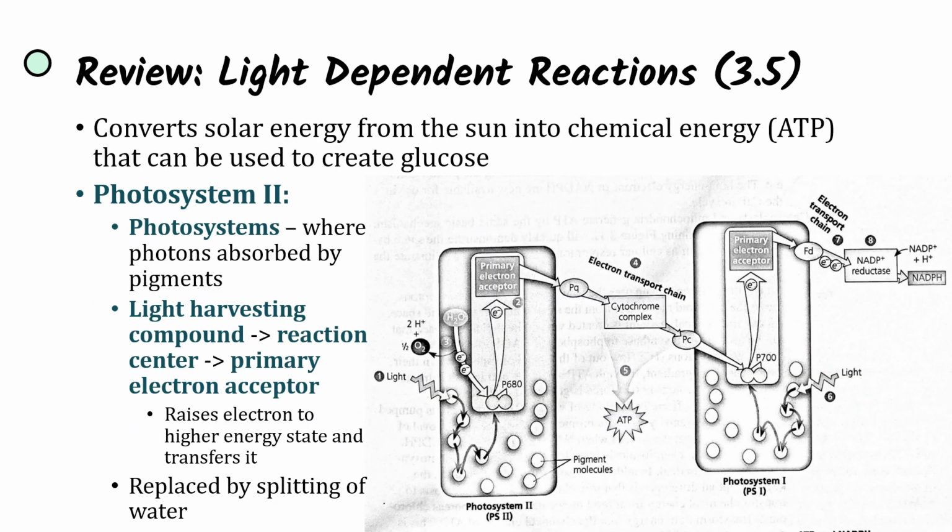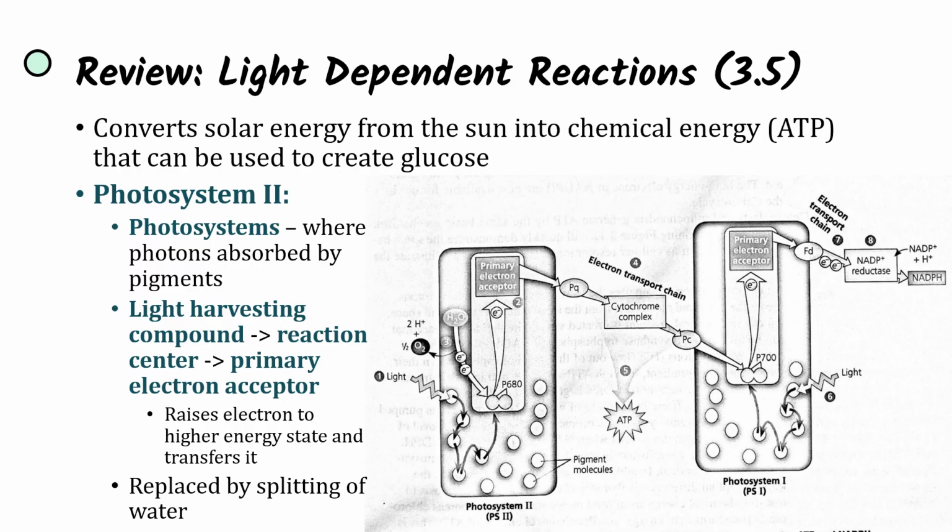Photosynthesis consists of 2 parts, light-dependent and light-independent reactions. The light-dependent reactions are going to convert solar energy into ATP, which is then going to be used to create glucose in the light-independent reactions. And light-dependent reactions are going to start in photosystem 2, also known as P680. That's the type of chlorophyll it's got in there.